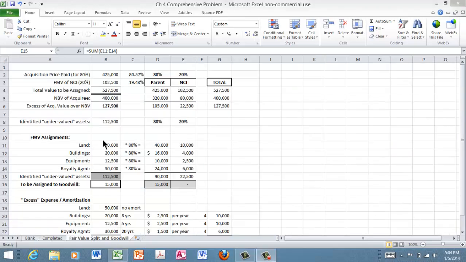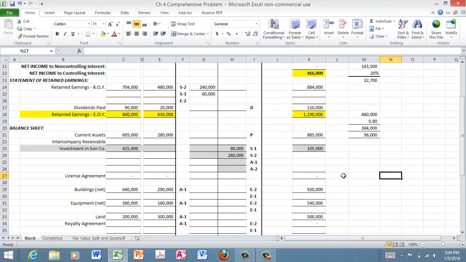Moving along in our consolidation, the next step we need to do is take care of these identifiable undervalued assets that existed at the time we bought the business. And you'll see that we're going to take $112,500 and go to these various accounts, and we've got then $15,000 of goodwill. As we do the exercise in the spreadsheet, you're going to see how we'll split this between controlling and non-controlling interests. So let's go through those entries.